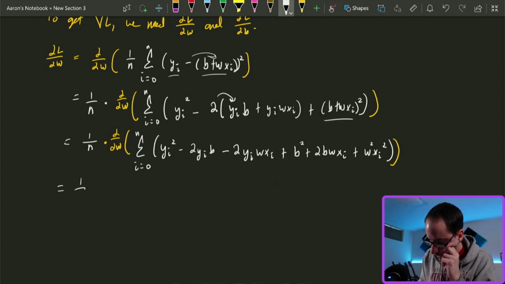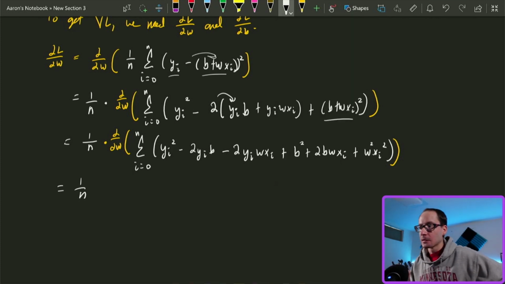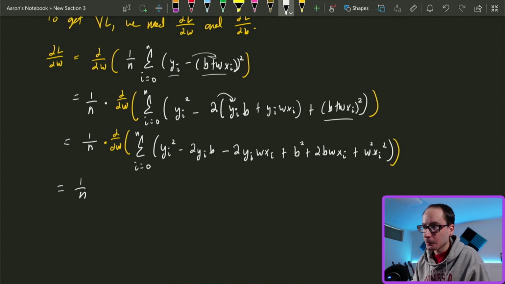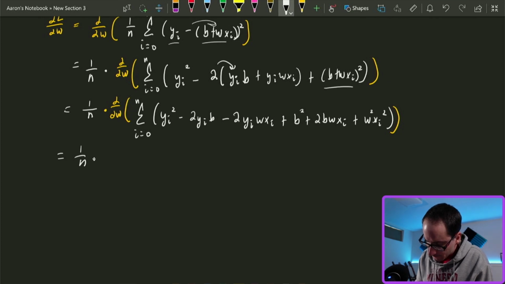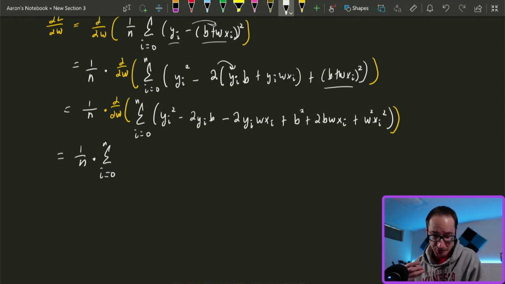Equals 1 over n. Is this line going to get cut off? I think it will. I'll scroll up a little bit more. There we go. 1 over n times the sum, i goes from 0 to n. And now we just go ahead and take our derivatives with respect to w.